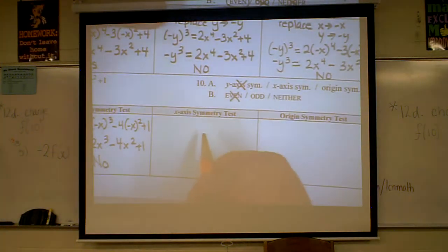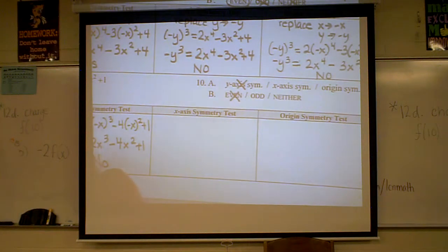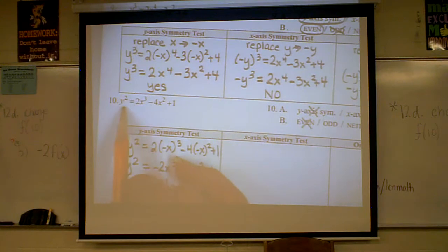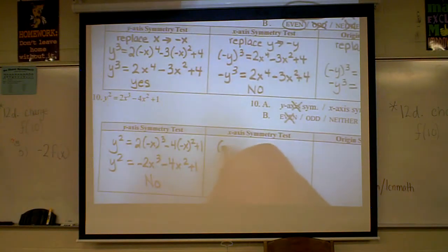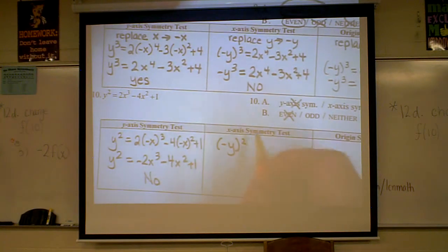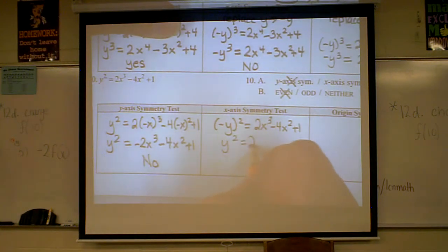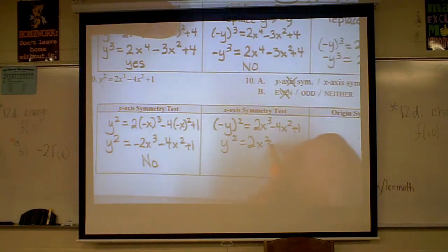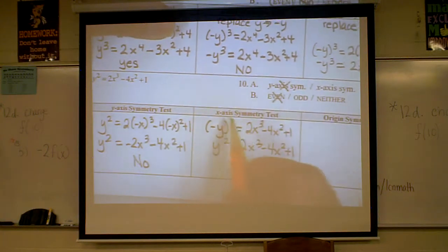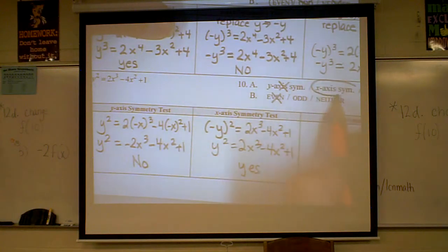For x-axis symmetry, you are going to replace y for negative y. And since this is an even power for y, and it's the only one, when you do that, I can tell you right now, but you do have to show proof. This goes back to its original. So this is a yes. So if it has x-axis symmetry, you will circle that.